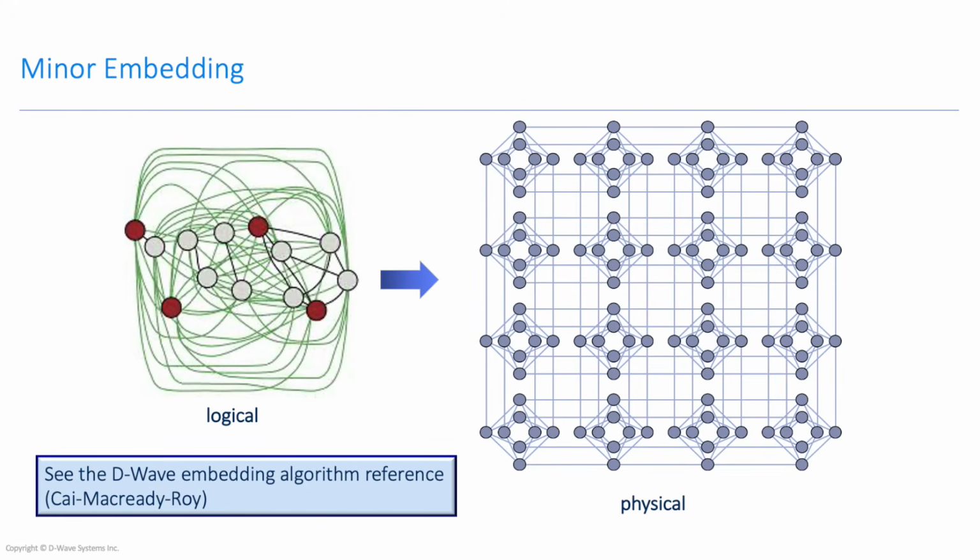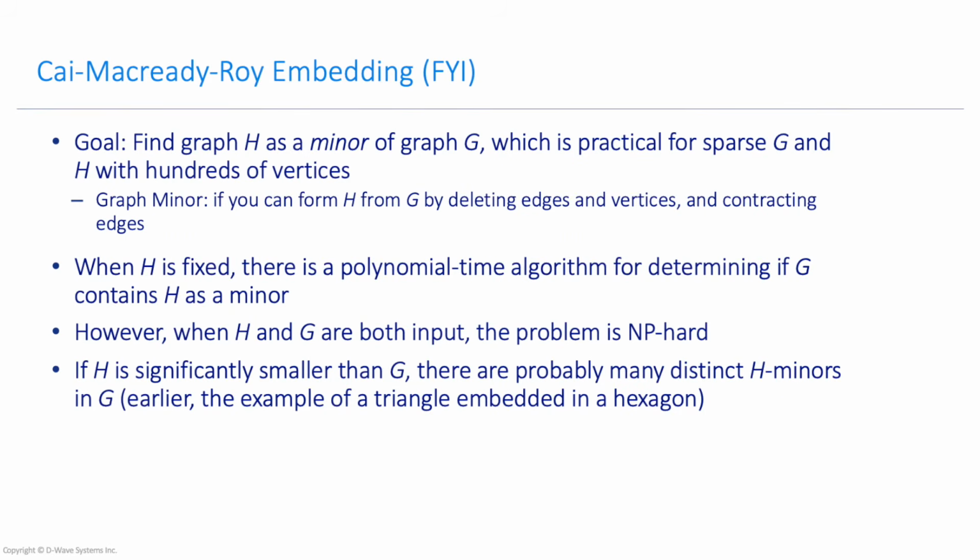And the subject in general is called minor embedding, and D-Wave offers minor embedding software, which is built into the Ocean toolkit. The main algorithm that's been in use for several years is called Markov Roy, after the 3 people that developed it. And this slide just gives you a little bit of the mathematical information about the algorithm. The main point is that the overall problem is NP hard. So we just do the best we can, and this algorithm does very well for hundreds of vertices.